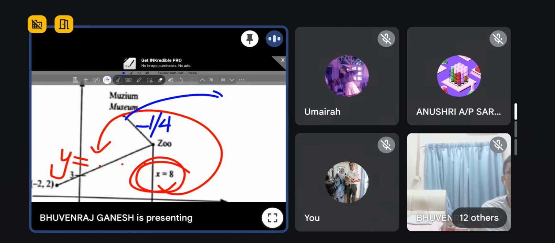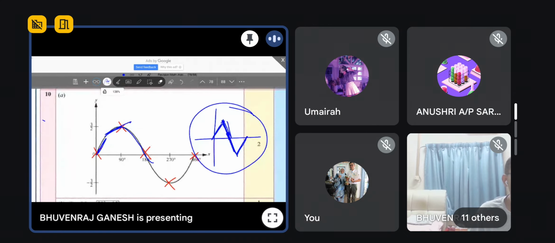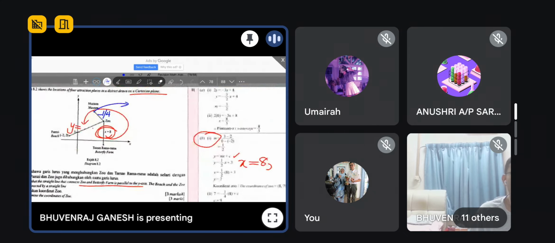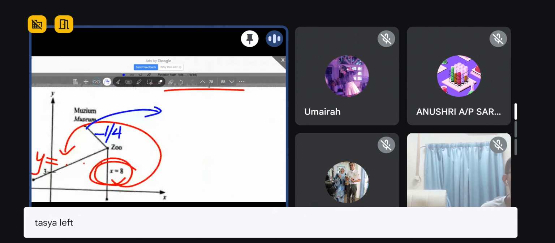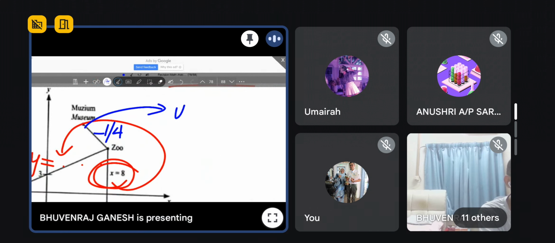So how do I form the equation of this line, guys? We use again y equal to mx plus c. Am I right? So we use back the same equation. So y equal to mx plus c.